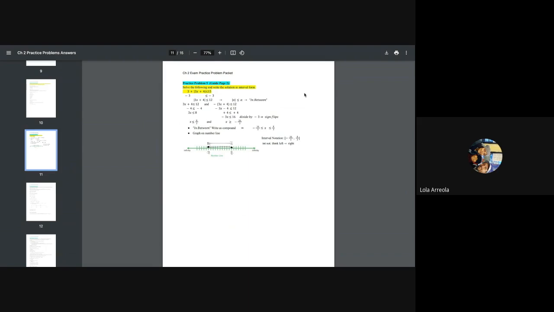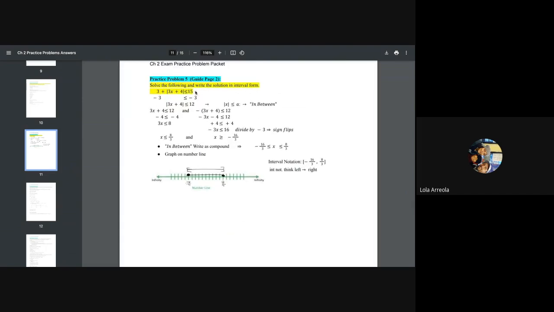All right, so we have an inequality. With inequalities like this one, we want to isolate the absolute value sign before it divides into two problems. Okay, so we'll see that right now. Right now I have 3 plus the absolute value of 3x plus 4 is less than or equal to 15.